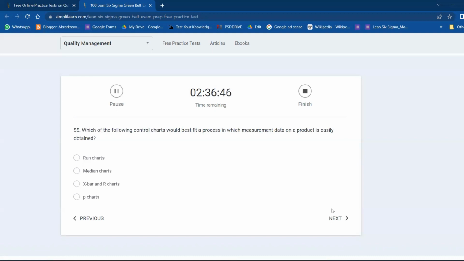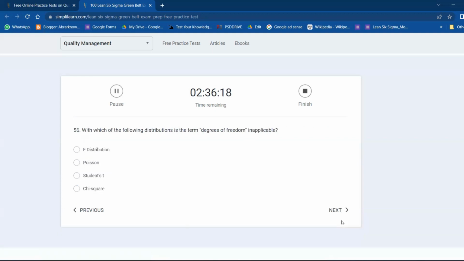Which of the following control charts would best fit a process in which measurement data on a product is easily obtained? X bar R chart, because you will get to know the within variation which is individual, and you will also get to know everything. So run chart, no, it's not a control chart. Median chart will not be helpful. P chart is for attribute data. The right answer is X bar R chart.